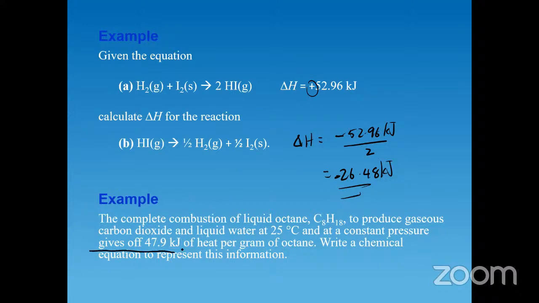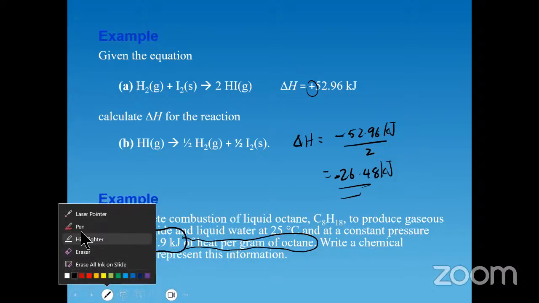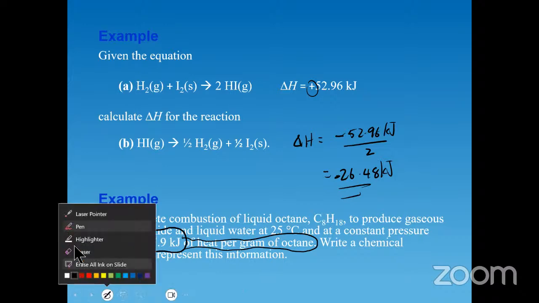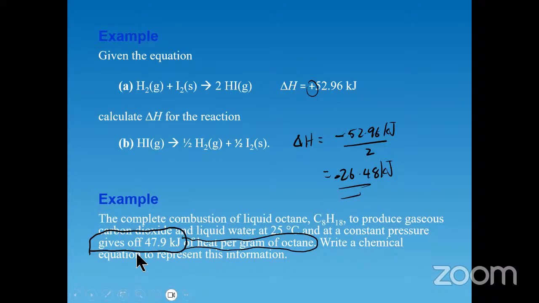Gives off 47.9 kilojoules of heat per gram of octane. In fact, this line here is important, right? So the question is asking for you to write down a chemical equation representing this information. Now, what they're asking for is for you to write down something like this, right? In other words, not only the equation for the reaction, but what the delta H value is going to be, all right? So how do we do this?